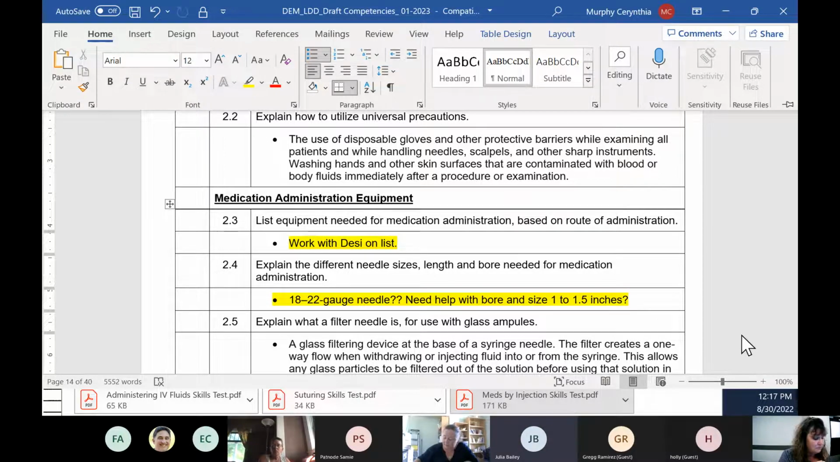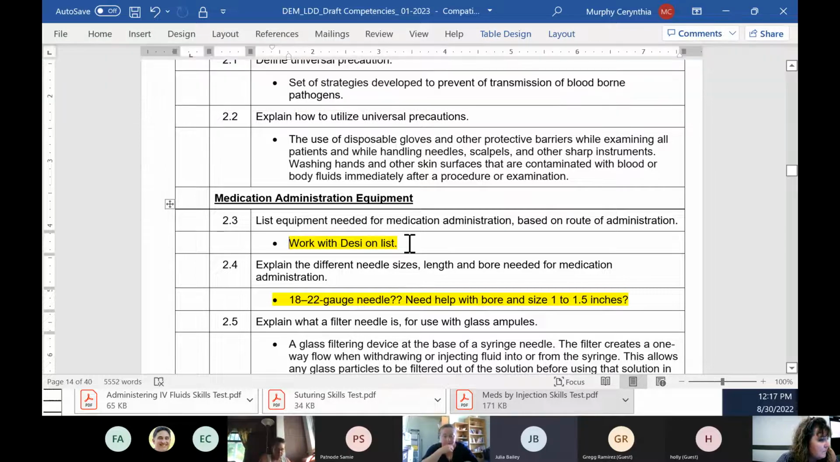I mean, I teach it, but I teach it when I'm talking about those particular skills, like when I'm doing injectable meds or when I'm doing IVs, I list the equipment that you need for that, or when we're doing suturing, we list the equipment that you need for that. So when I'm teaching, I lump it in with those portions of LD&D instead of it being a separate thing. Yeah.